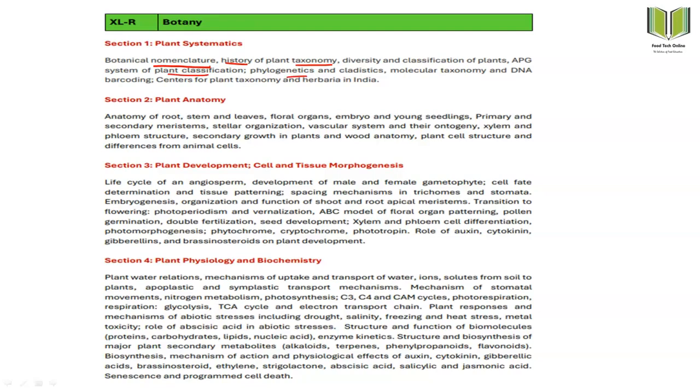How the evolution of the species has taken place through genetics, and how the plants have evolved from a simpler version like algae to the most modern and most advanced types of plants, which are known as angiosperms. We are going to see such things. Then there comes molecular taxonomy and DNA barcoding, and centers for plant taxonomy and herbaria in India.